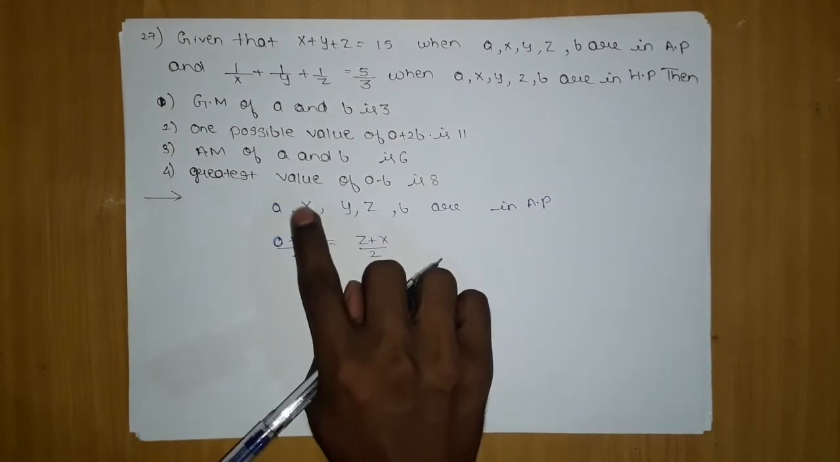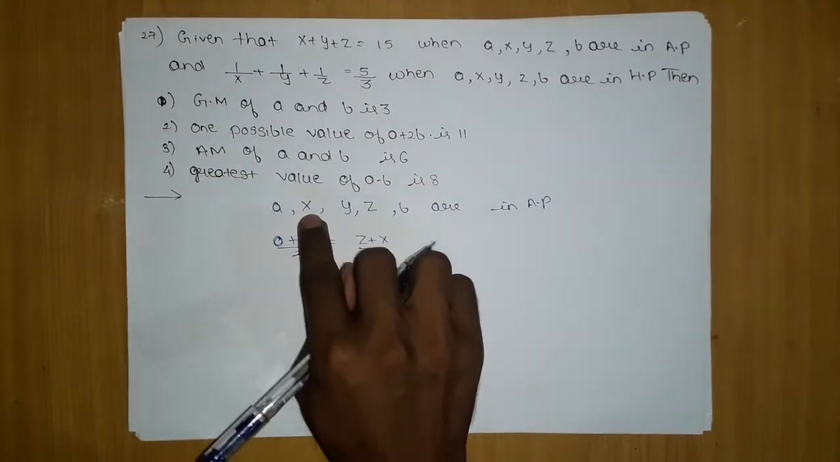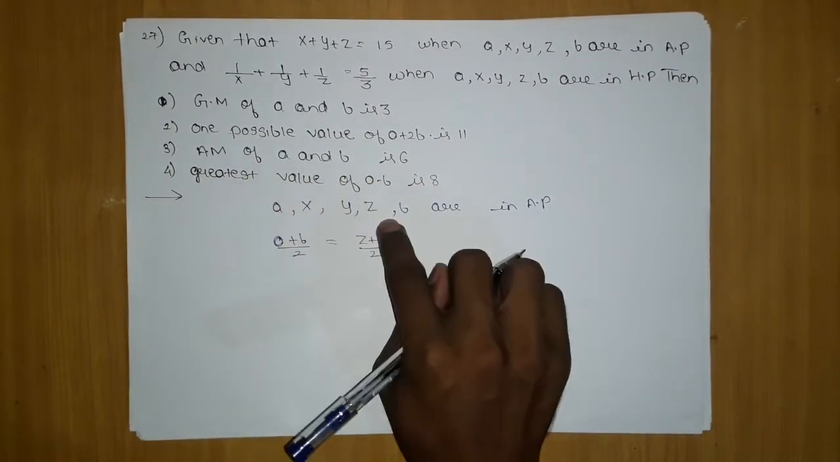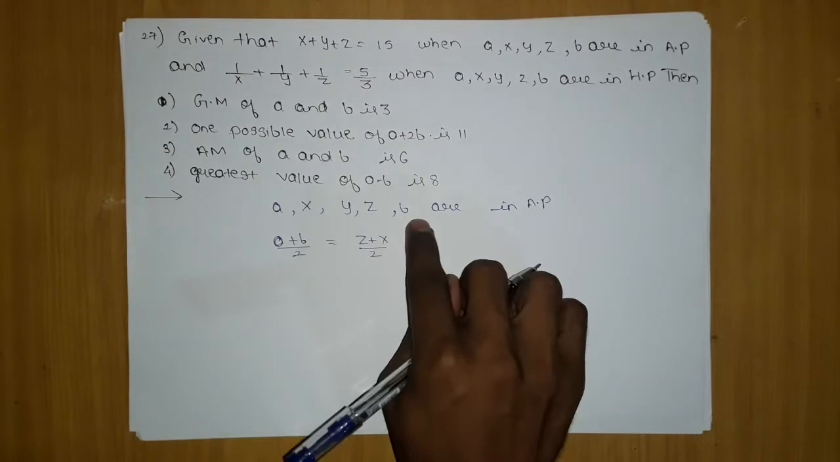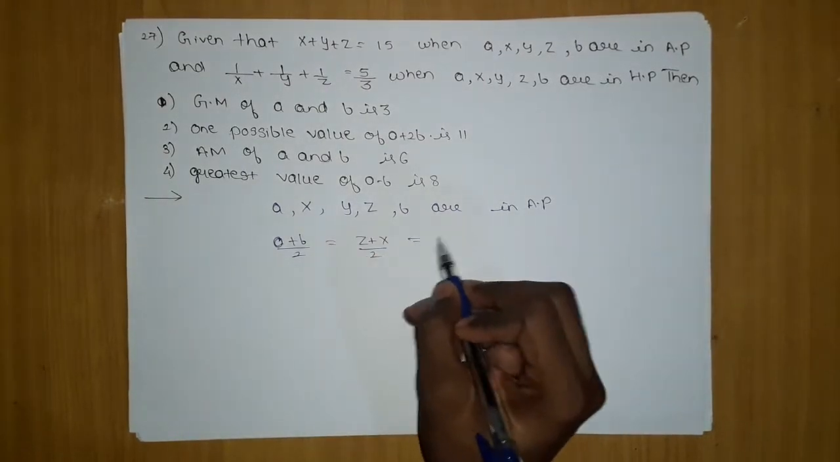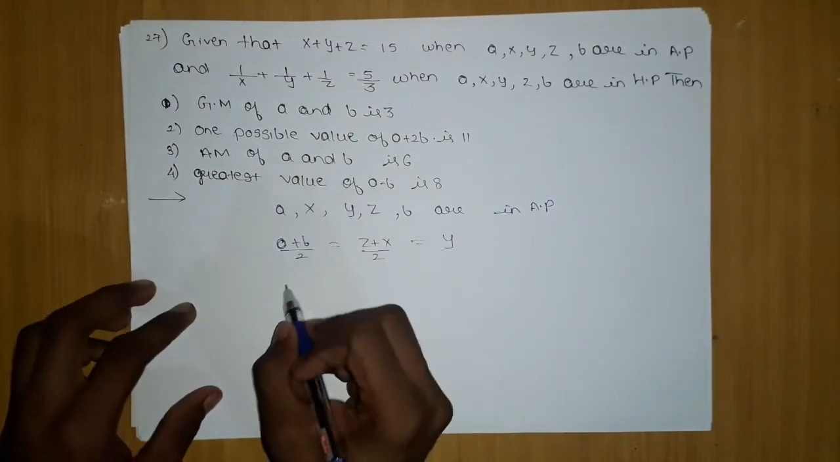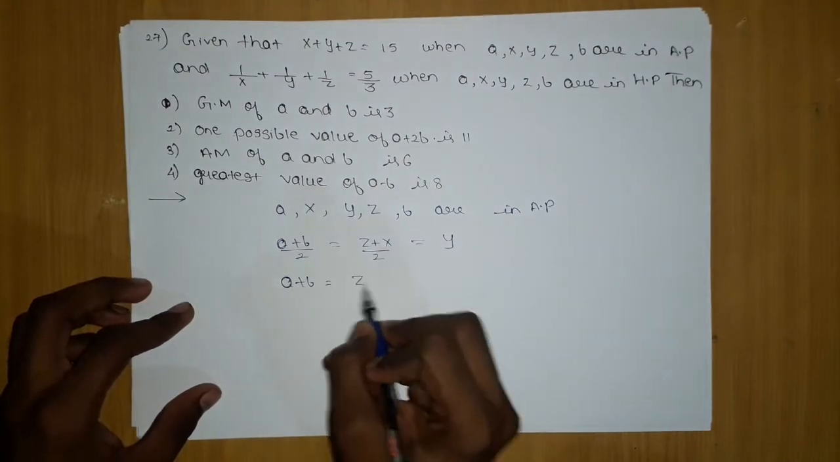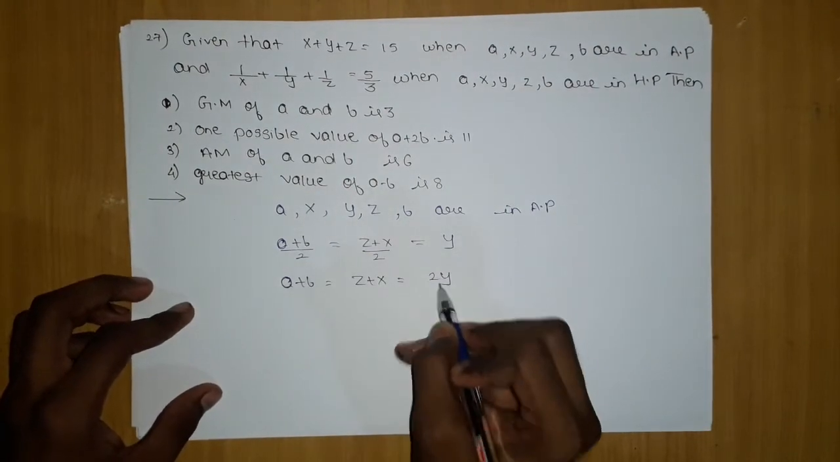Okay, then similarly I can write (x plus z) by 2. Why? Because it is the second term. This is what? 1, 2, 3, 4. 2 plus 4 is 6, again greater than 5. So I can write this, and it will be equal to the middle term y. So after this I can write a plus b is equal to z plus x. I multiply through, I get 2y.